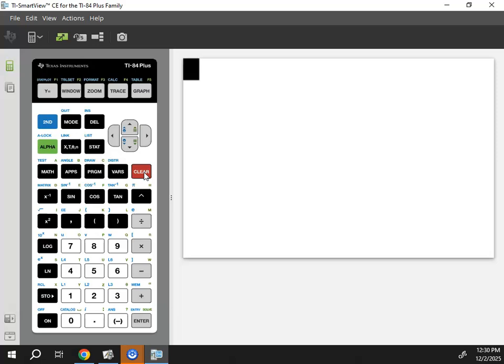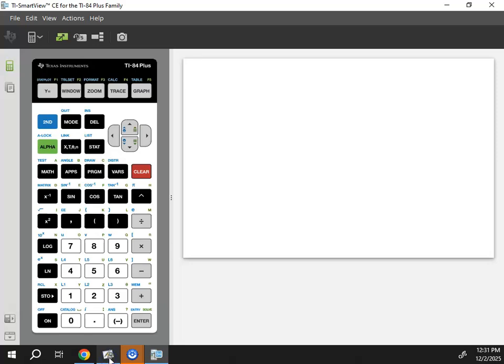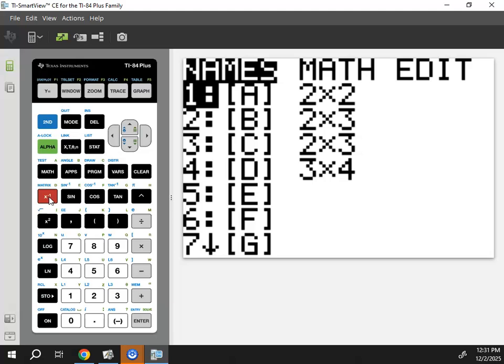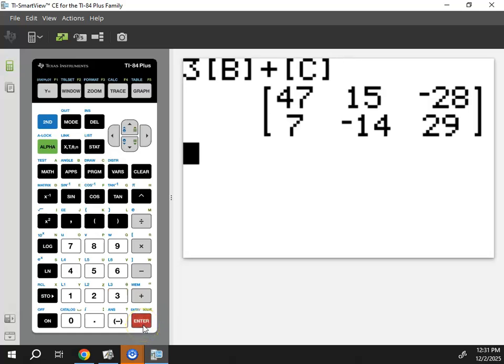All right. And then I think some of y'all are already doing the little things, and that's totally fine. All right. So if you haven't gotten that far yet or haven't figured it out, I want to do 3B plus C. So on my home screen, I'm going to do 3. Then this time, instead of editing, I want to grab the name. That's 3B, so that's 2. Then plus C. So then I go second, matrix, grab C. So then that should look exactly like what you had on your paper, even though we didn't put the little boxes around it. And there's your answer.